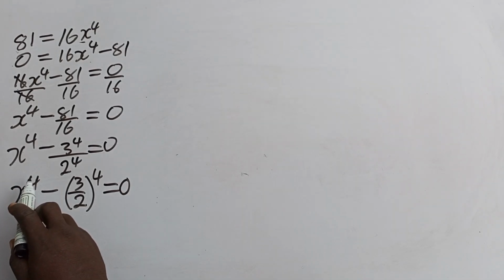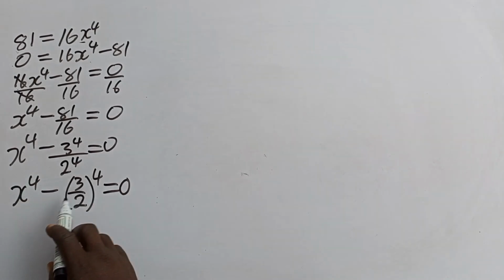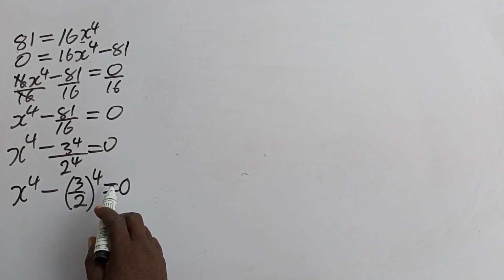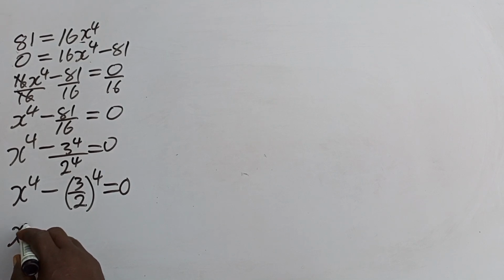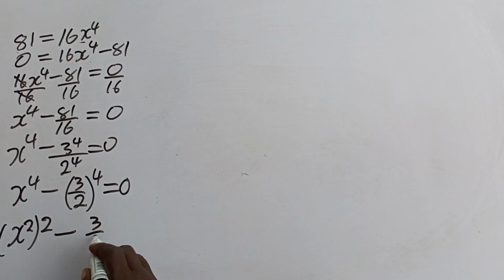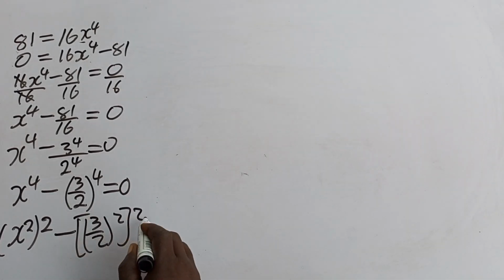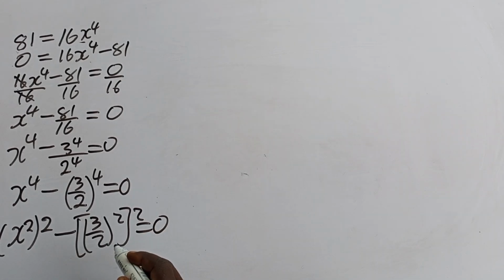So we can modify this equation to fit an expression having difference of 2 squares. So we can write this as x to the power 2 raised to the power 2 minus 3 all over 2 to the power 2 raised to the power 2 is equal to 0. Okay, so that at the end of the day we have an expression squared minus an expression squared, giving us a difference of 2 squares.